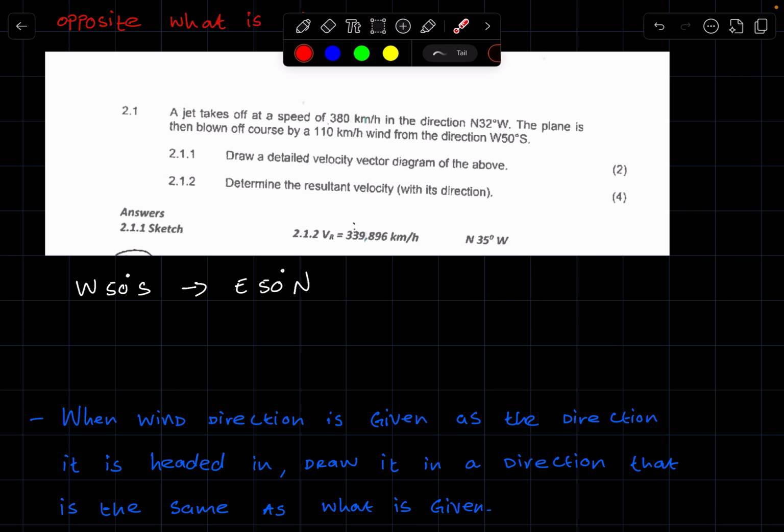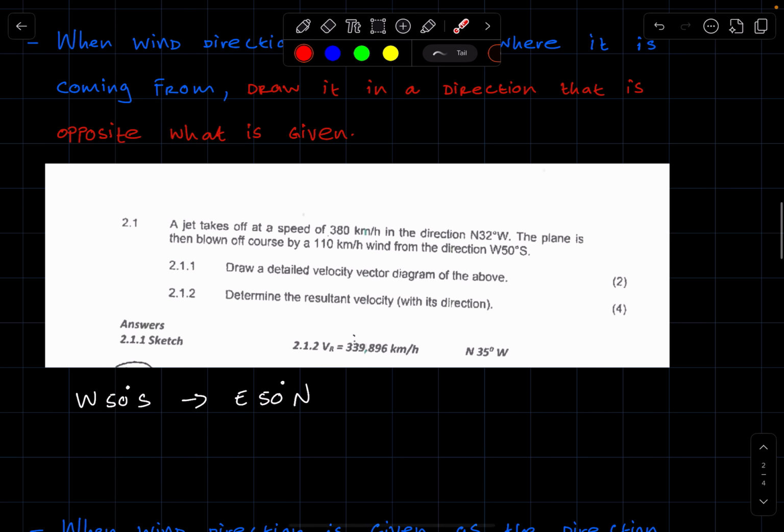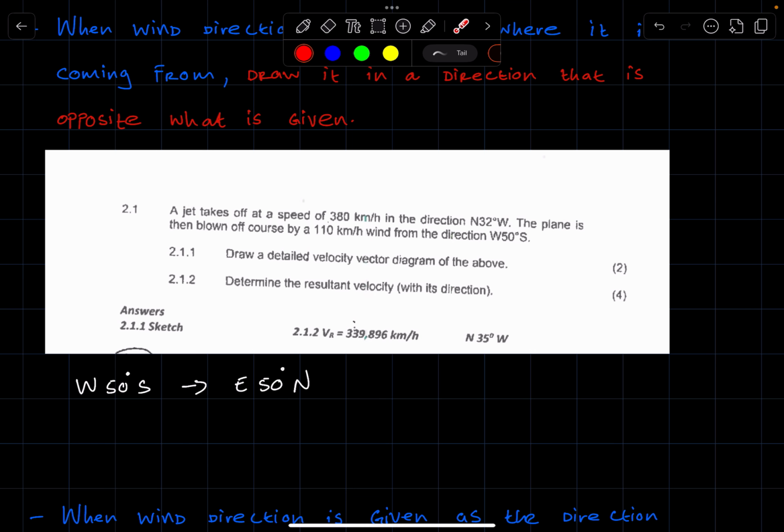So again, if the wind direction is given from the perspective of where the wind is coming from, you have to draw it on the Cartesian plane in a direction that is opposite the one that's been given. All right, that's one of the ways in which the wind direction can be given, and this is how you interpret it. Again, if it is given as the direction it is coming from, then you have to use the direction that is opposite the one you've been given.